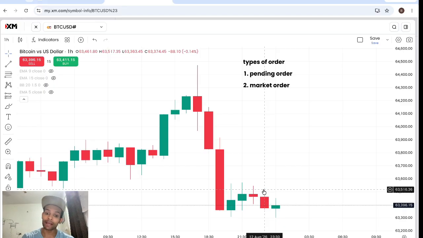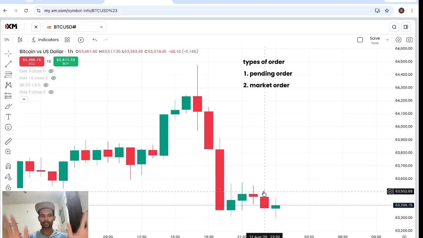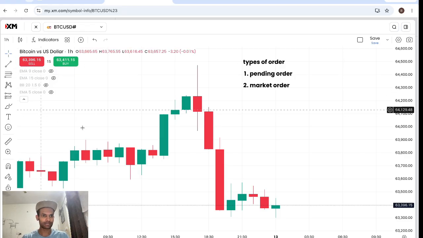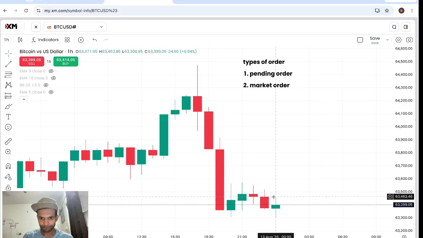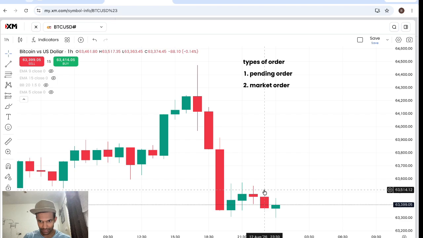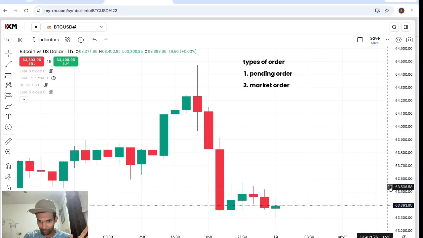So let's say I want to buy over there. First thing is, if you open the chart, it looks like this. Can you see the cursor here? There is a sell button and a buy button. Let's say I want to buy at the previous candle high. So I take my cursor to the previous candle high, which is showing somewhere 63,514.